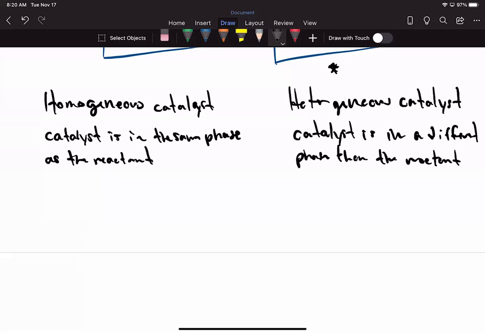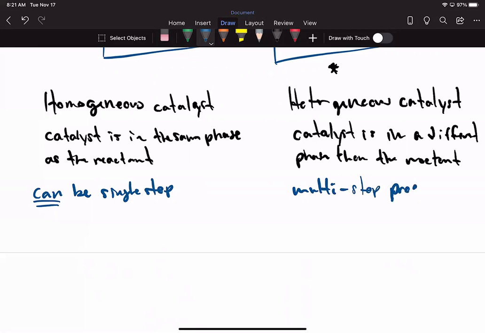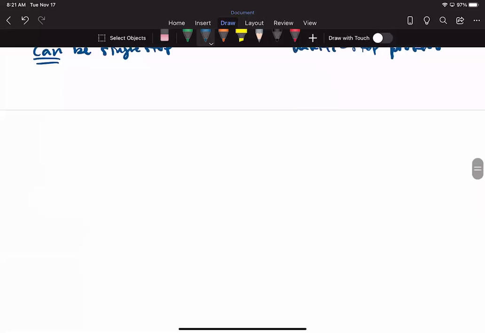Now, homogeneous catalyst can be single step, right? Most of them, it's usually single step. They can have multi-step reactions, but homogeneous catalysts are mostly used because they can be single step reactions, right? And a heterogeneous catalyst is a multi-step process. There's a multi-step process that occurs here.